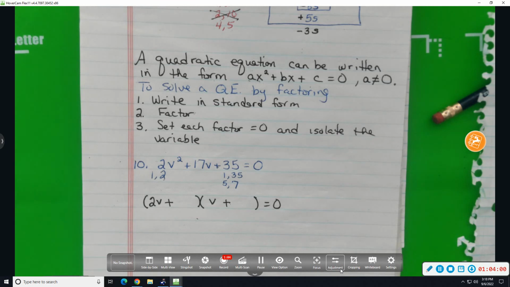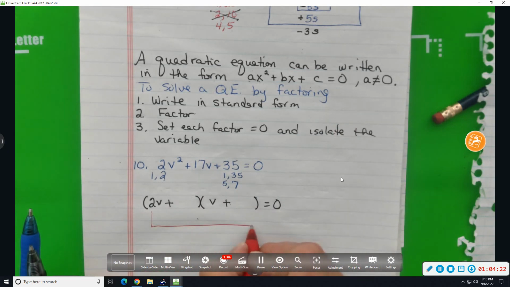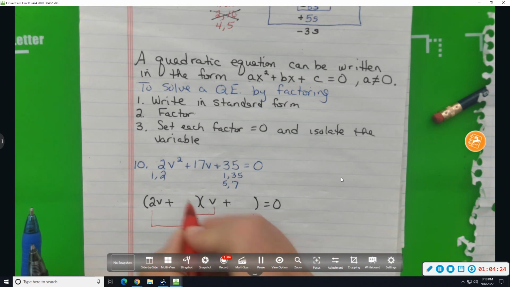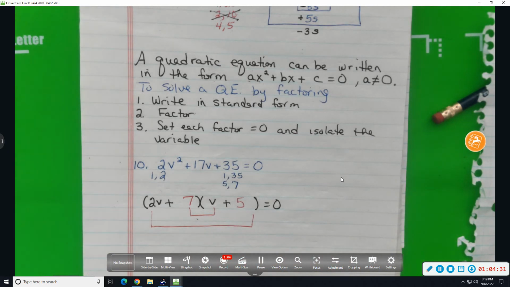What pair? I have a feeling the 1 and 35 are not going to work. 7 and 5? How should I arrange it? Play it out in your head. I think you can figure it out without writing and write down the correct combination. Should I have the 7 here and the 5 here? Or should I have the 5 here and the 7 here to give me back 17v? Well, let's try. I'm going to try 7 there and 5 here. And if that doesn't work, we'll reverse the 5 and 7.